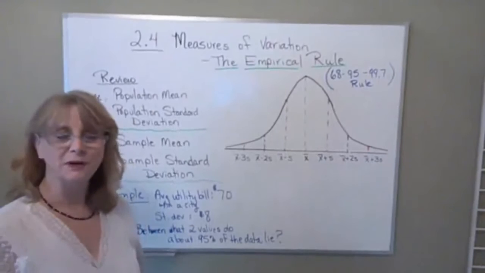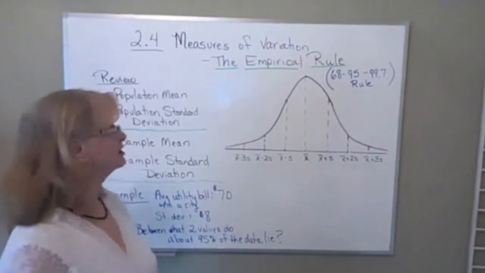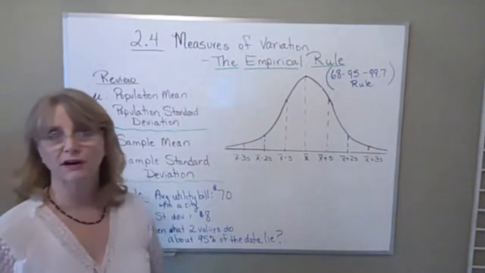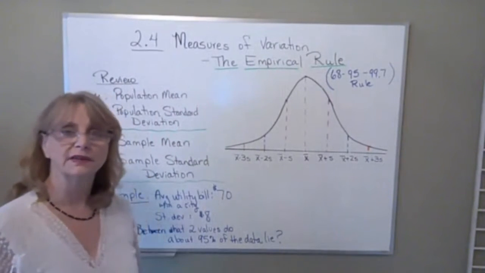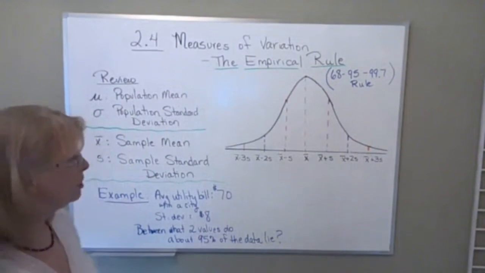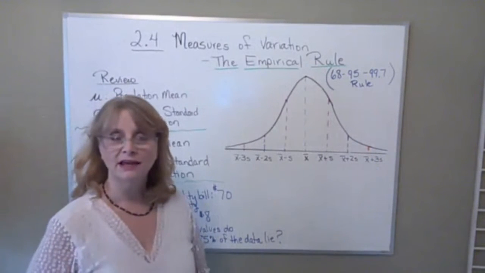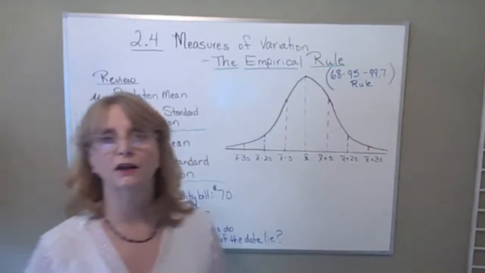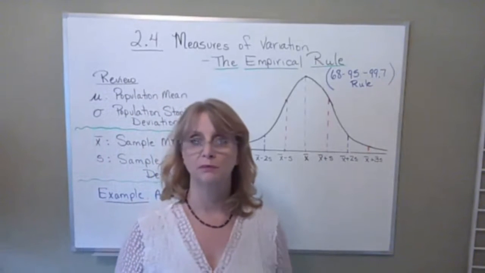This is a lesson from section 2.4 in our statistics book. Section 2.4 is called Measures of Variation. We're specifically going to look at something towards the end of the section called the Empirical Rule. The Empirical Rule is a rule that applies to data sets whose distributions are bell-shaped.